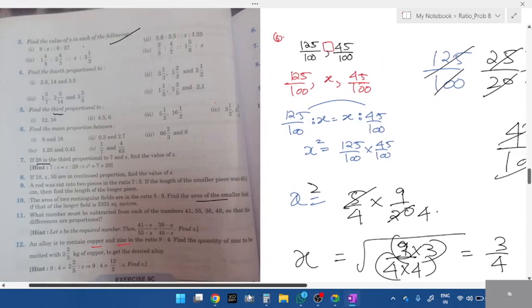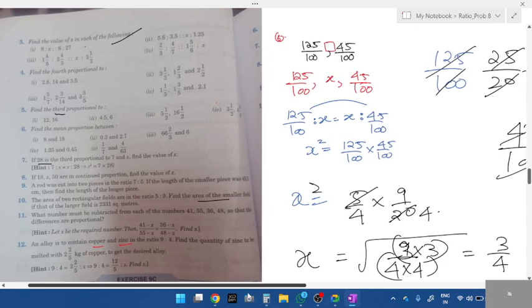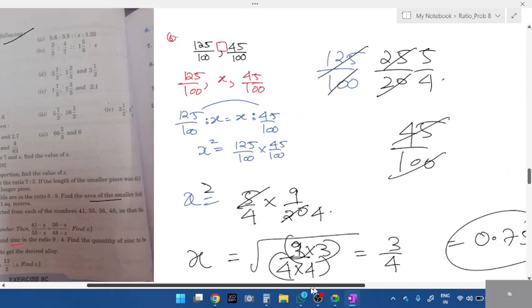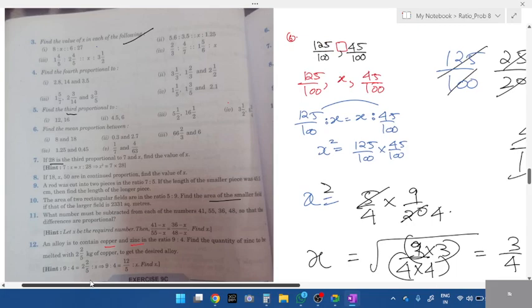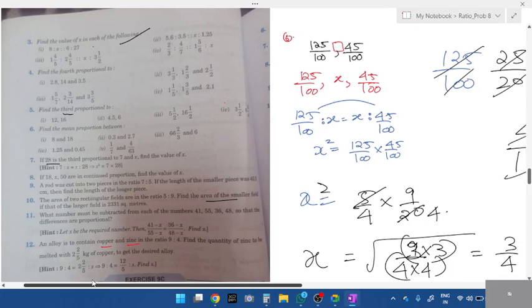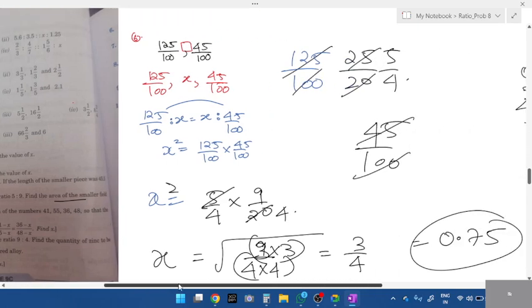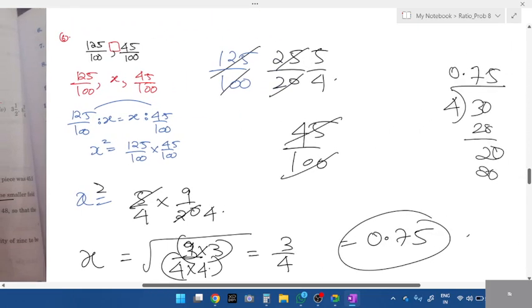Which question? 125 divided by 100. 45 divided by 100. Okay. 125, 100, 45 by 100. 5 by 4 is correct. 9 by 20 is also fine. 9 by 16. No, there might be some mistake. Which question is that? Sixth and fourth one. It has to be 0.75, Andrea.